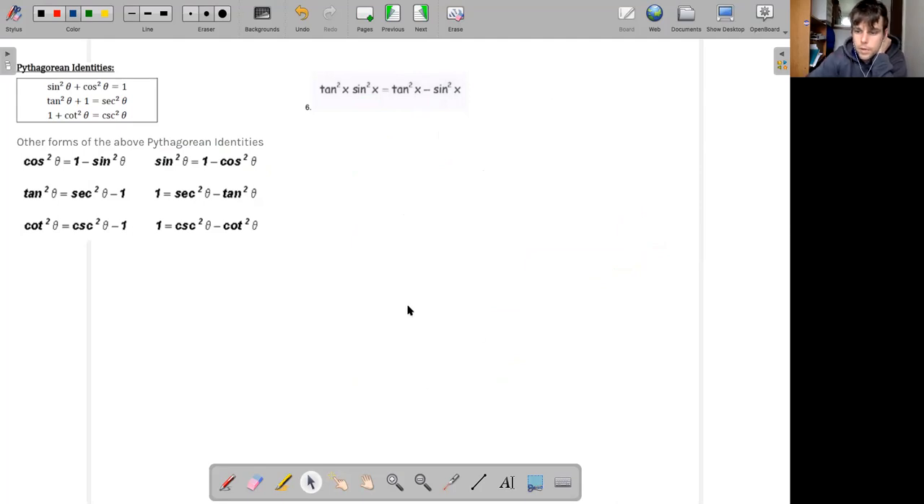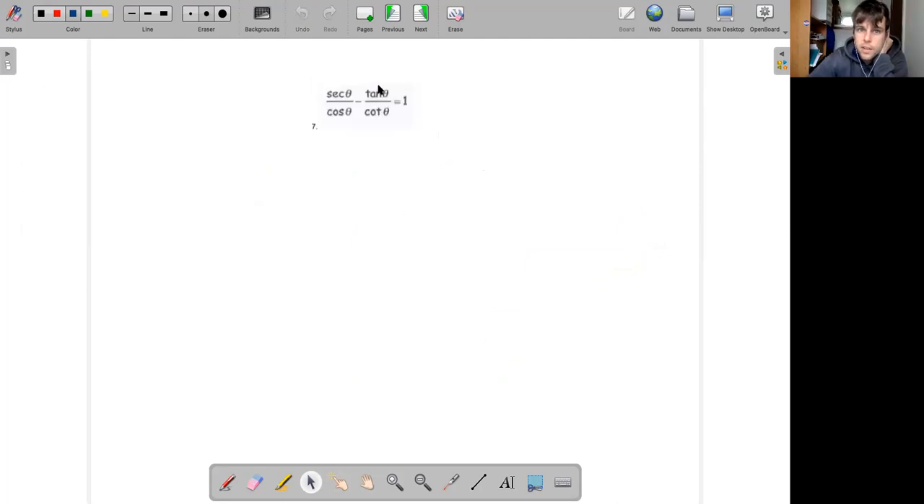All right, so number 7 here. We have secant divided by cosine minus tangent divided by cotangent. Interesting. So in this case, I think we want to try to put these together. But first, let's see if we can do a little bit of simplifying. So let's take a look at it.